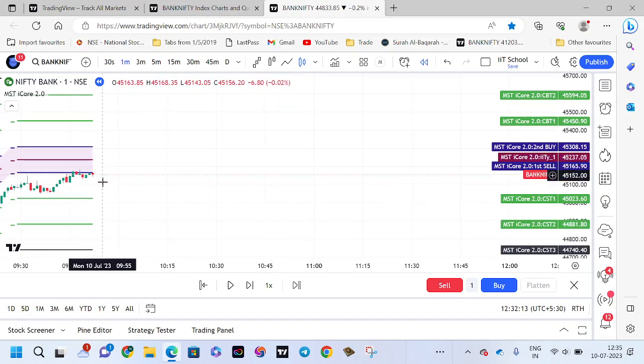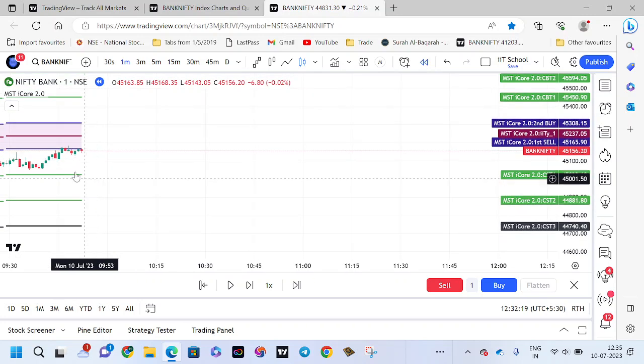If the market is coming down to 45,023, I will be booking the profit. If I have taken 3 lots, I will book 1 lot at the first target and I will revise the stop loss to cost to cost. Then I will wait for the second target. Once the second target is hit, I will move the stop loss to the first target. Then I will wait for the third target, and once the third target is also hit, I will exit from the market.